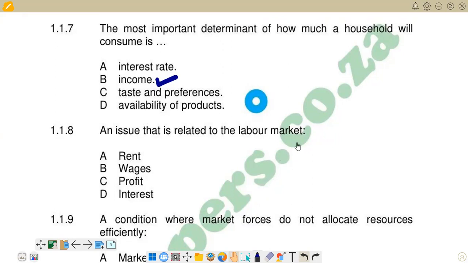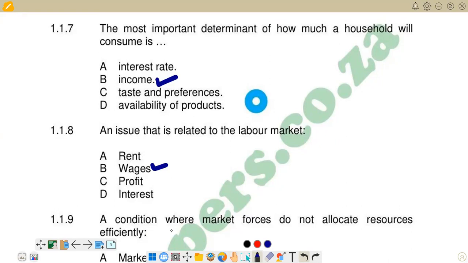So if you look at the responses that we have, you'll see that we have rent, which is not part of the labor market, profit, not part of the labor market, interest. So the most appropriate there is wages, because we know the labor market is characterized by the workers. So workers are paid wages. So at 8 there, the most appropriate becomes B. So we can indicate B as our most appropriate there.